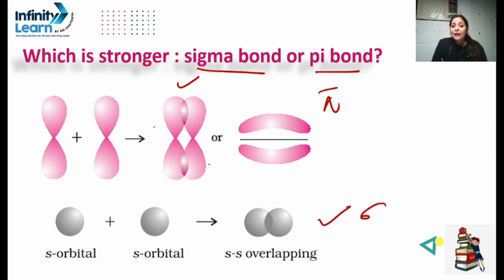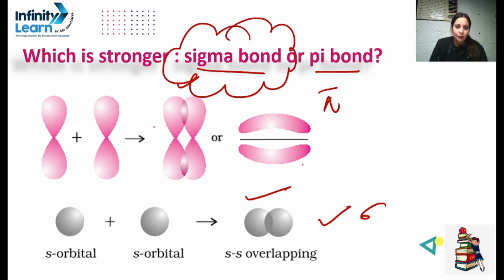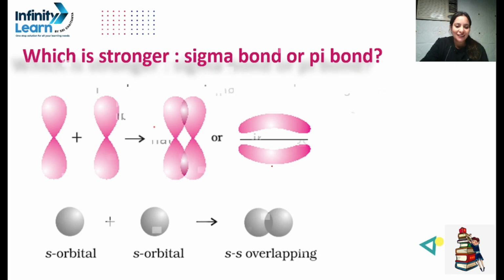Now, in both the cases, you can easily make out where the overlap region is more, in the first one or in the second one. Of course, it is in the second one. That is why sigma bond is much stronger than the pi bond, because the more the overlapped region, the stronger the bond.